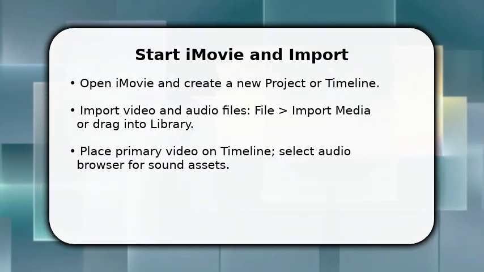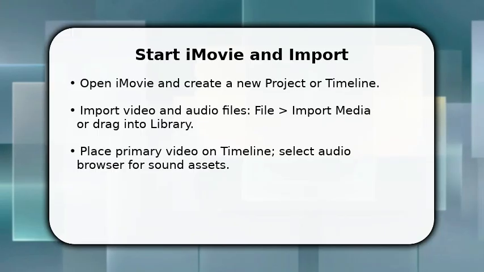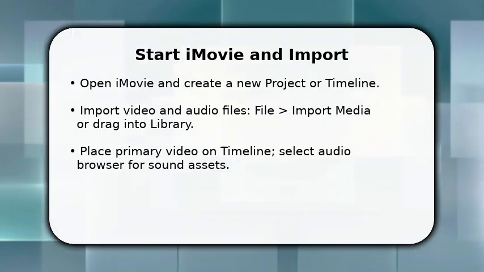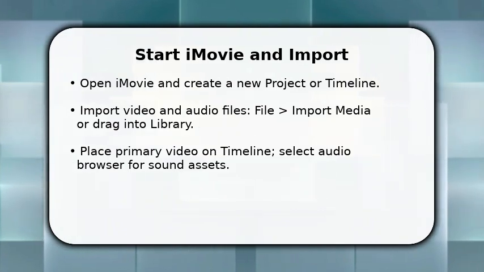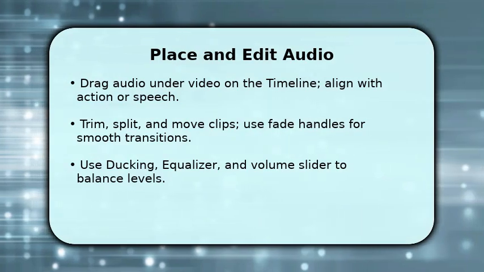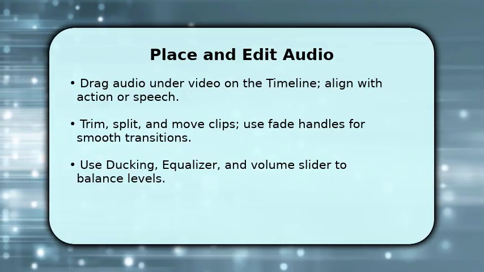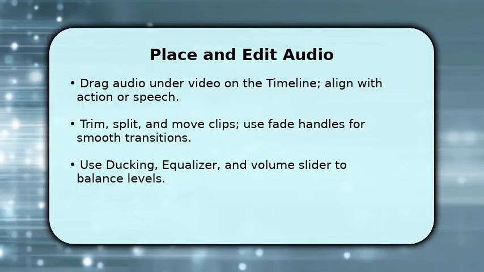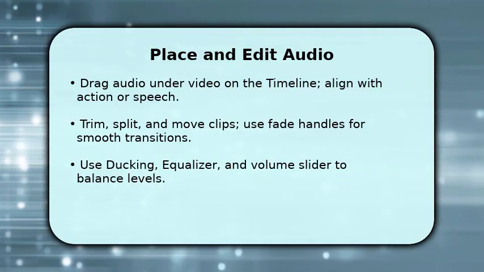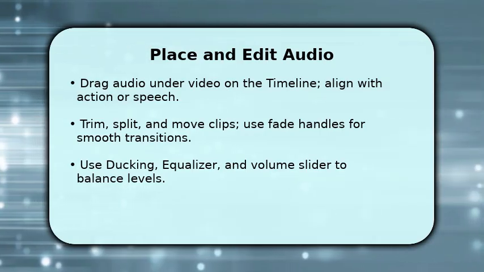Make sure your audio files are compatible formats so iMovie can load them without delay, which prevents wasted time adjusting incompatible clips later. You now position the audio beneath your video and align it to the exact moment you want sound to start. Trim and split clips by selecting the clip and using the blade or drag edges, which lets you remove unwanted sections quickly.